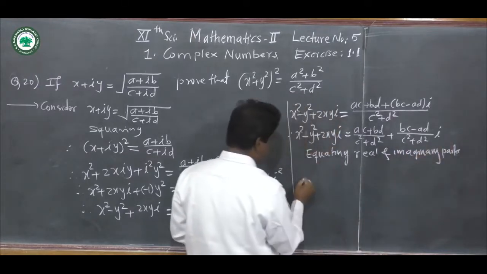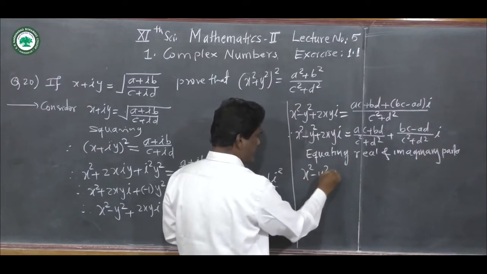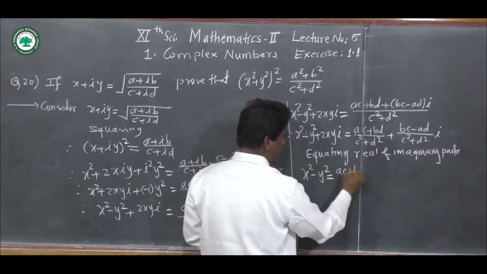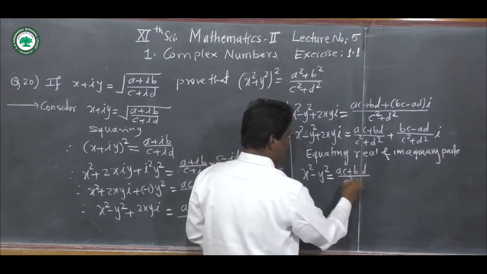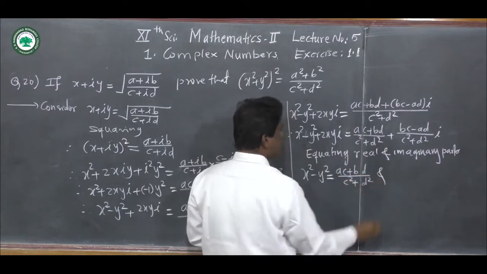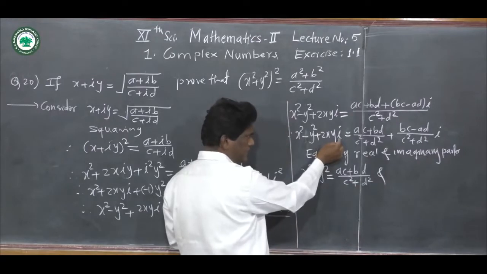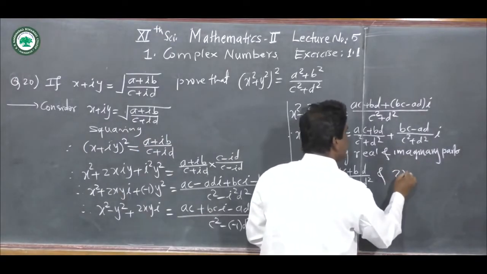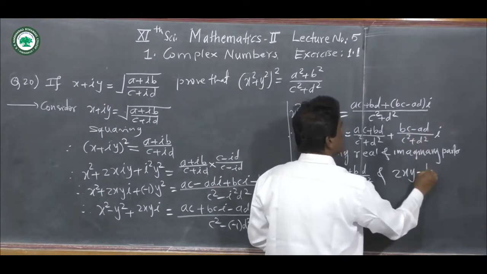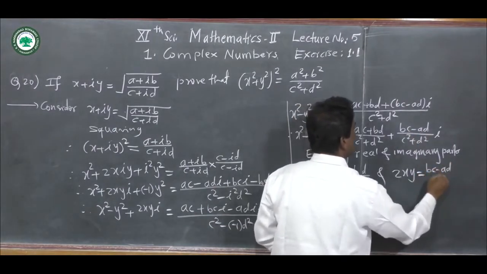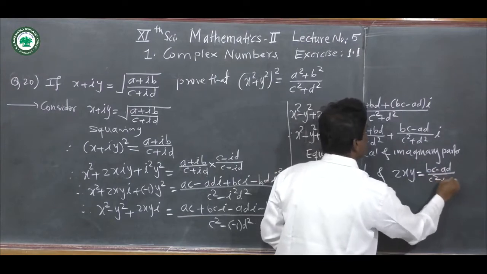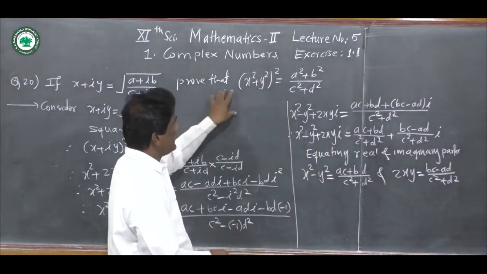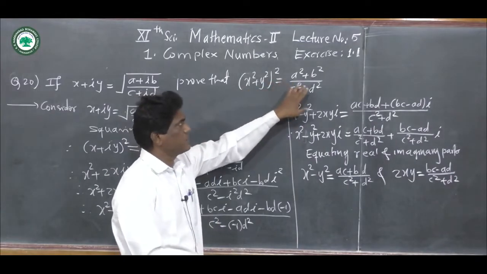So we get here x square minus y square is equal to, here real part is AC plus BD divided by C square plus D square, and imaginary part, that is coefficient of i, it is equal to 2xy. 2xy is equal to BC minus AD divided by C square plus D square. And now observe, we have to prove that (x square plus y square) bracket square is equal to this.